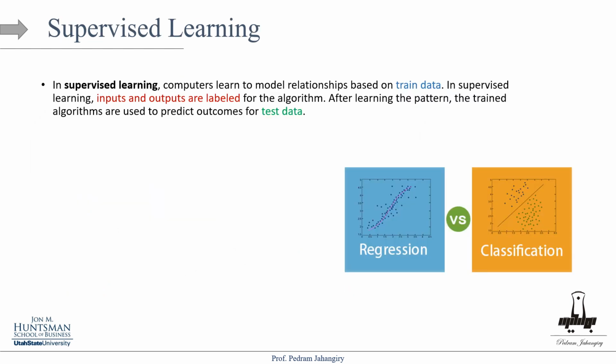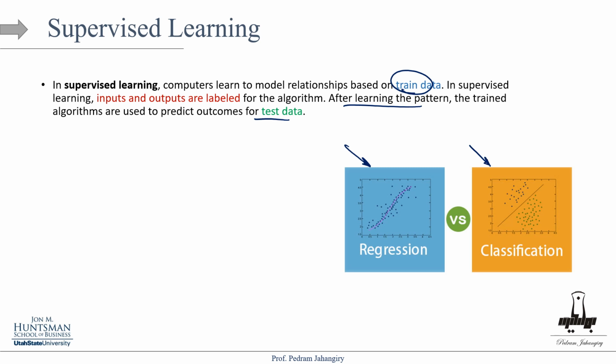Okay, starting with supervised learning, what kind of models do we have and what are the examples? In supervised learning, computers learn to model relationships based on training data. This is important. And the inputs and outputs, as we already discussed, are labeled for the algorithm. After learning the pattern, the trained algorithms are used to predict outcomes for the test data. Okay, so what are the models? We're dealing with regression models and classification models.